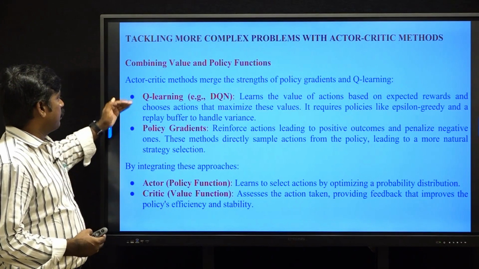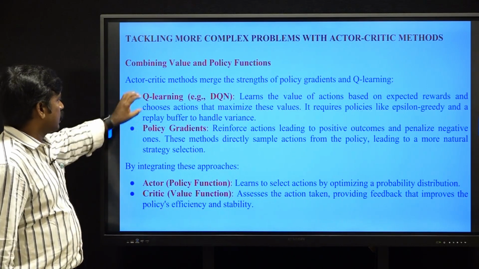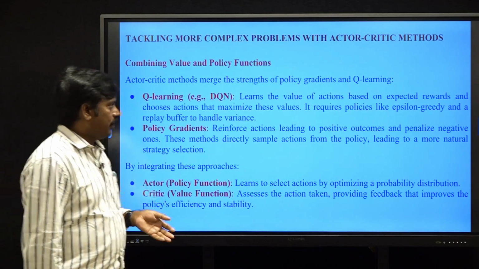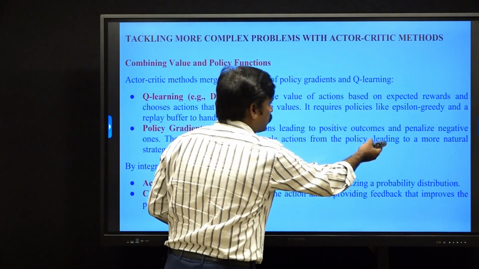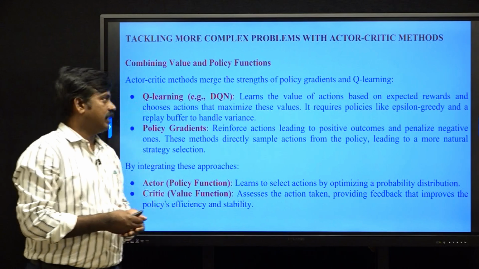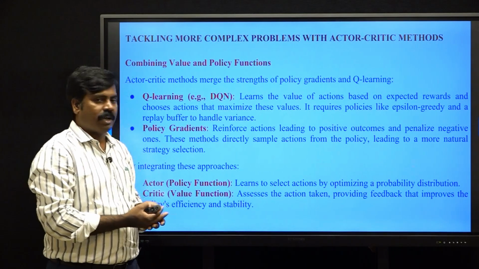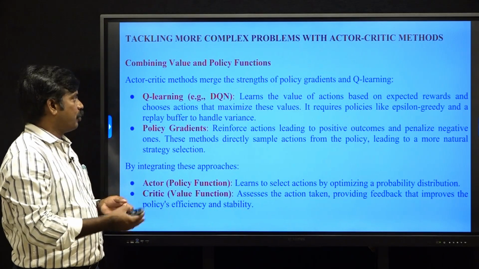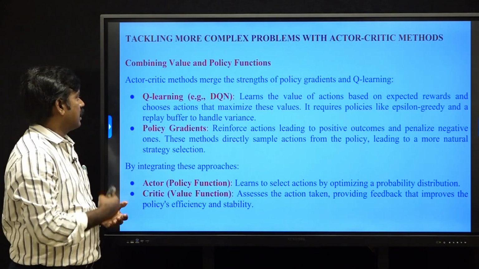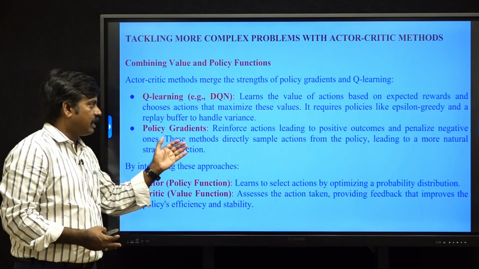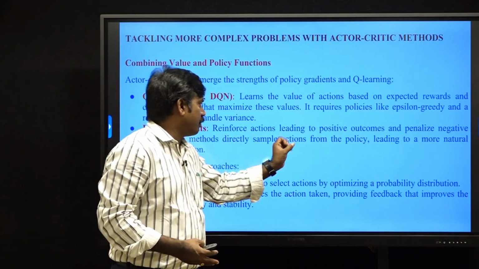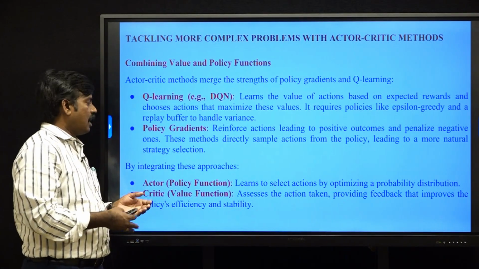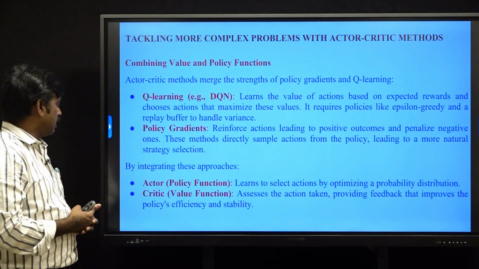Here we combine value and policy functions. Q learning is one of the value functions, where we use separate policies to choose the actions, either the epsilon greedy approach or the softmax selection approach. Instead of using a separate approach, we directly select the samples. Policy gradients update the parameters episodically, but instead we continuously update the parameters in the actor-critic method.